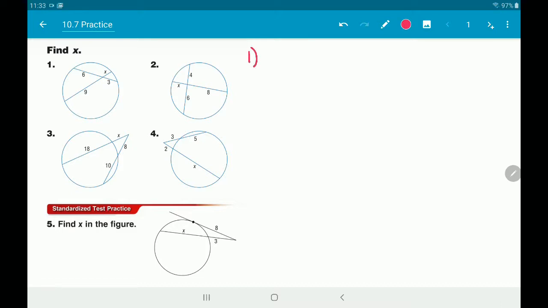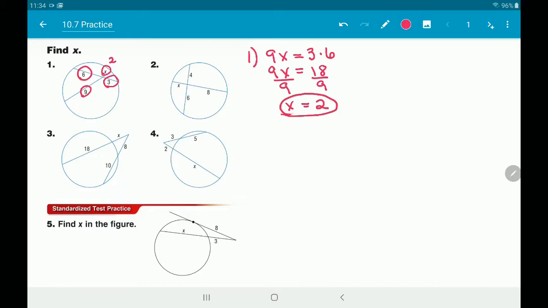whenever we have 2 chords that meet inside the circle, we're going to multiply a cross product basically. So 9x equals 3 times 6. Well, 3 times 6 is 18. Divide both sides by 9. And so we get x equals 2. And we could plug that in and see that it would work. This would be 2, so we would have 2 times 9 and 3 times 6, and they both equal 18.